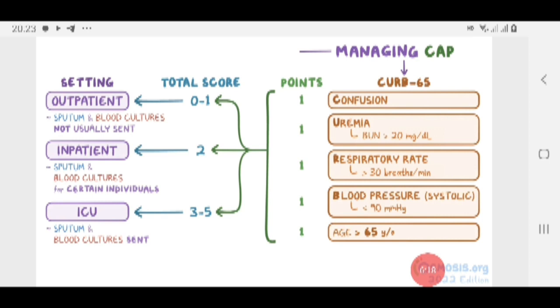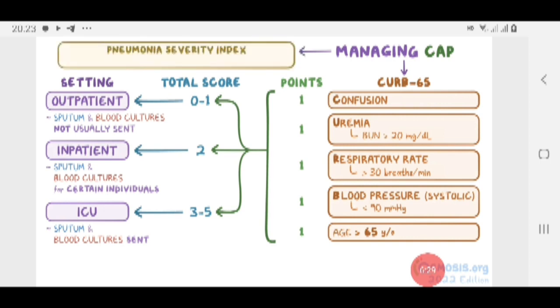CURB 65 is popular because it's fairly straightforward and easy to apply. But there are other more elaborate scoring systems like the Pneumonia Severity Index, which takes more into account like vital signs and an individual's comorbidities.